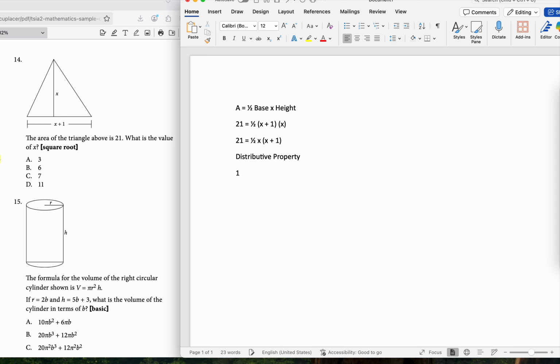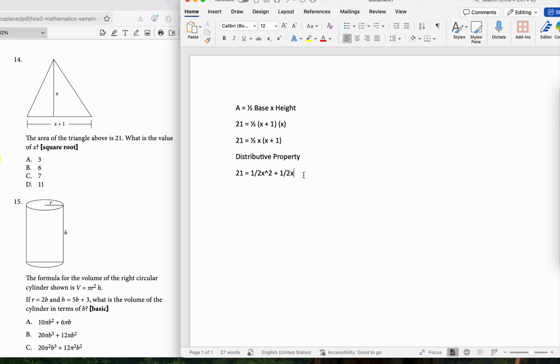So 1/2 x times x, well, we're going to add the exponents, right? They're assumed to be 1 since they're not there. So 1 plus 1 is 2. And then we want to add 1/2 x times 1, which is just 1/2 x. All of that is still equal to 21.